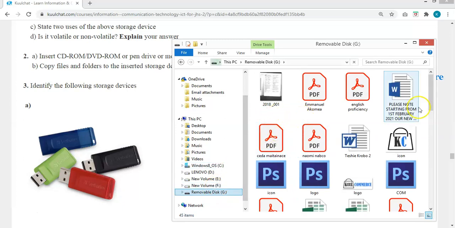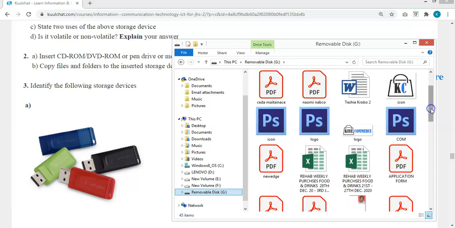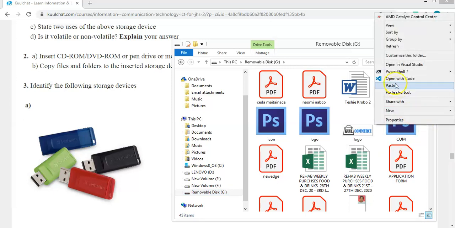Once it shows you the content, you can right click on any empty space in that drive, then you click on paste. Once you click on paste, the file or the folder you copied will be pasted into your storage device. So it's the same thing.